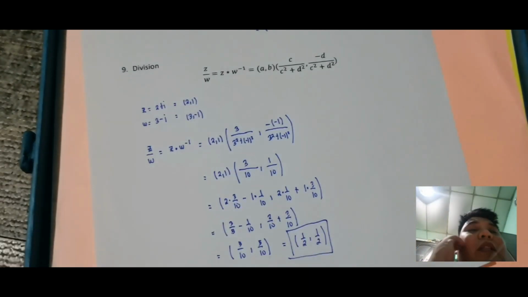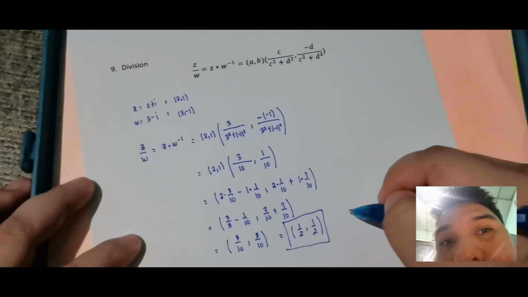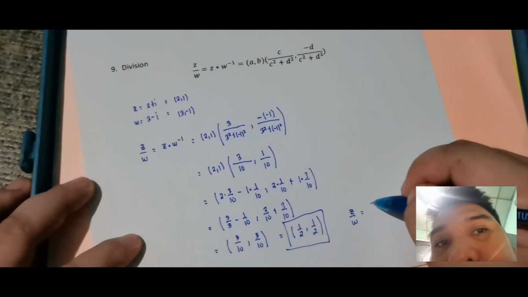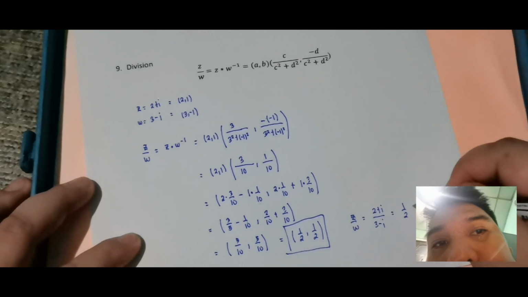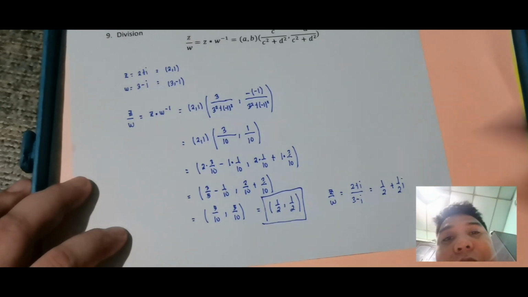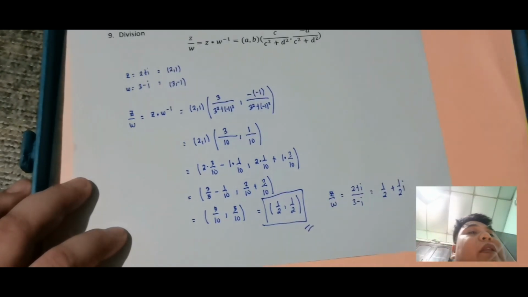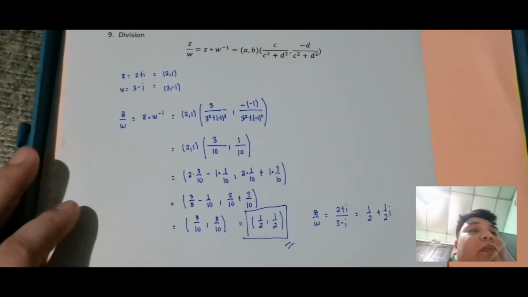Okay, so meaning, pag nag-divide tayo ng complex number, ang sagot sa z over w na 2 plus i over 3 minus i is equal sa 1 half plus 1 half i. Okay, ayun yung sagot. Pero ito na lang muna yung sagot kasi nga RCF naman yung ginagamit natin. Okay lang naman yun. Okay, so ayun lang naman yung topic natin for today.